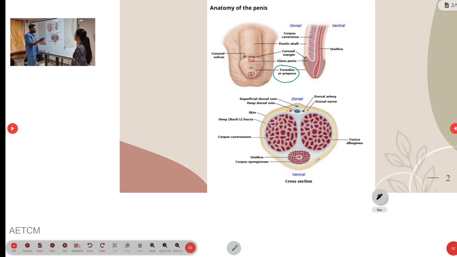Then, just to say about the arteries, nerves and veins: centrally will be the veins of the penis, located dorsally, which are the superficial and deep dorsal veins. Then towards the sides will be the dorsal artery, and at the lateral end will be the dorsal nerve.